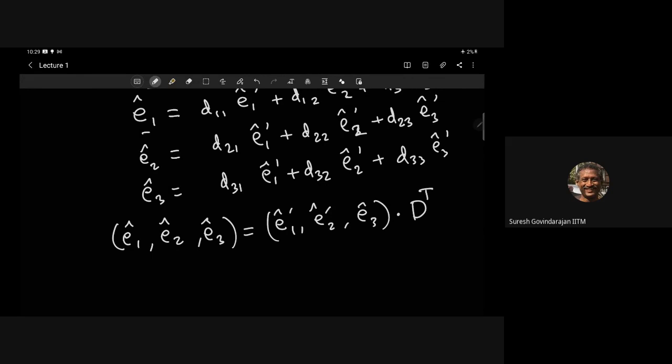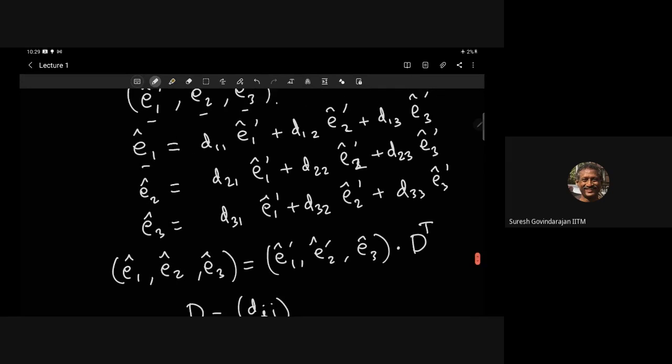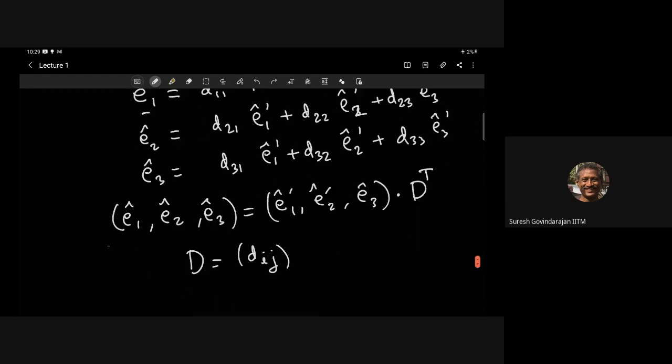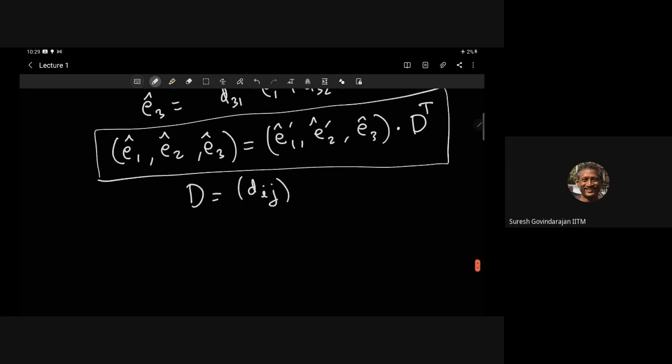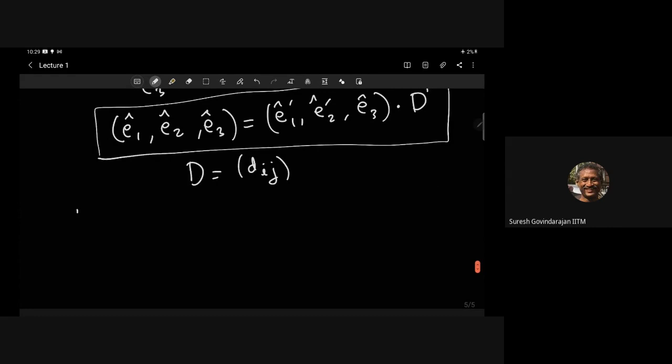I have to put a transpose here because of the way I wrote it. Or I should have called this D21, but I didn't. Is this clear? This transpose is clear. I need to put that because it has to act properly. So this is a short form way of writing it, and D is this matrix. Now comes the claim, which is easy to verify.